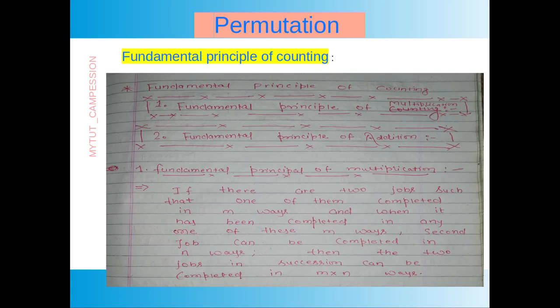If there are two jobs such that one of them can be completed in m ways, and when it has been completed in any one of these m ways, the second job can be completed in n ways, then the two jobs in succession can be completed in m cross n ways, means m into n ways.